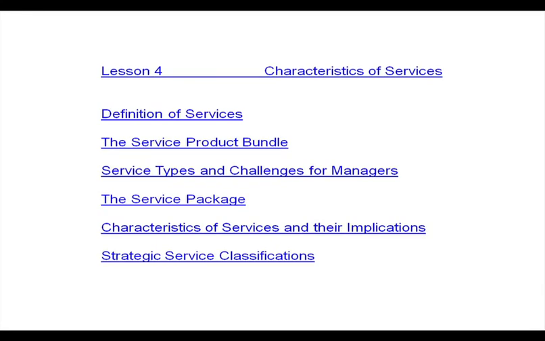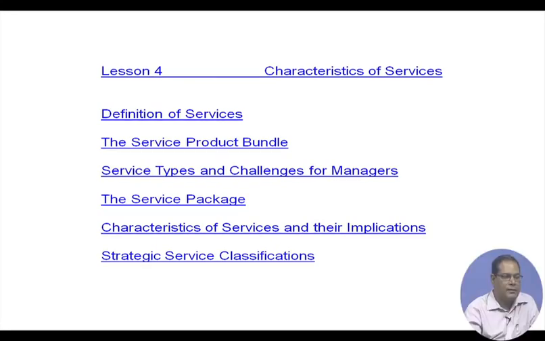This is the fourth lesson, which is about characteristics of services. Here we look at the definition of services, the service product bundle, the service types and challenges for managers, the service package, the characteristics of services and their implications, and we look at strategic service classifications.